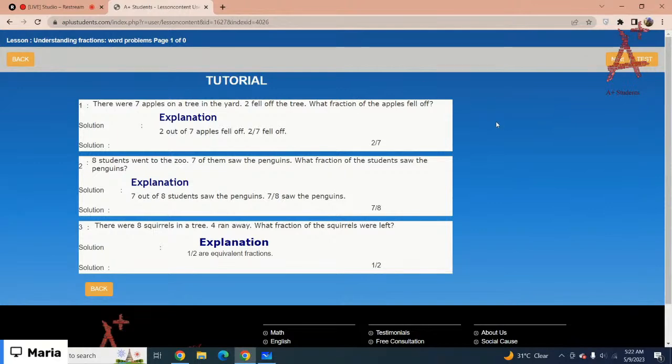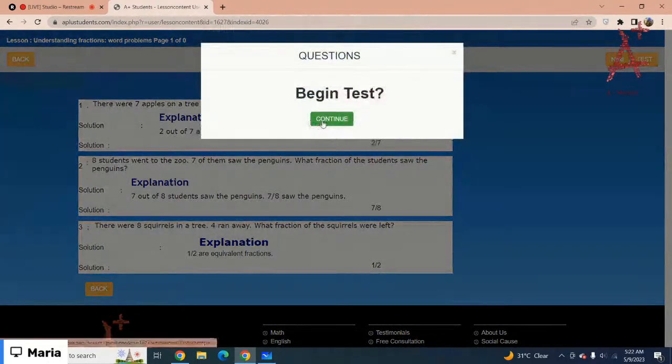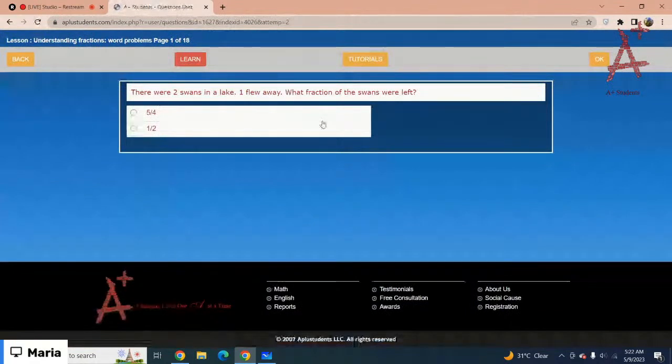Let's just start with the test questions. There were 2 swans in a lake. One flew away. What fraction of the swans were left? So which is the correct option? Yes, that would be 1 out of 2, because one flew away and you had 2. So you're left with 1. So it would be 1 out of 2. Got it?